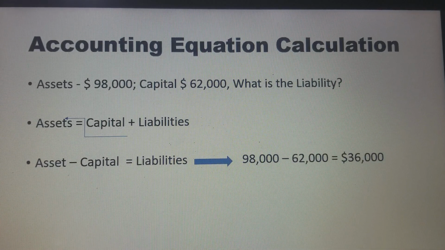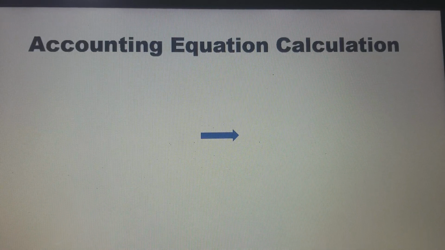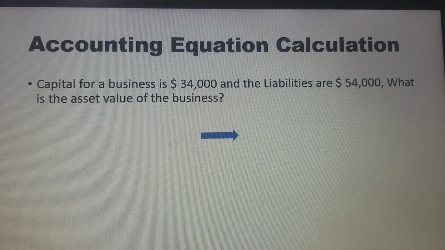When we move the capital over to the other side, it then becomes a minus. So the positive becomes negative. So it's asset minus capital is equal to the liability. Therefore, the 98,000 minus 62,000 will give us 36,000 for our what now? Our liability. All right.